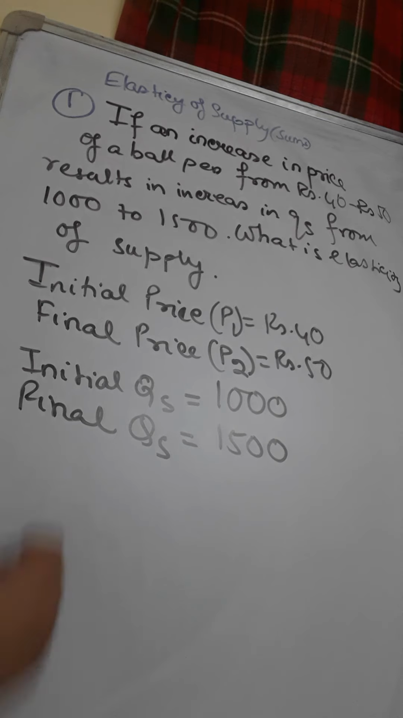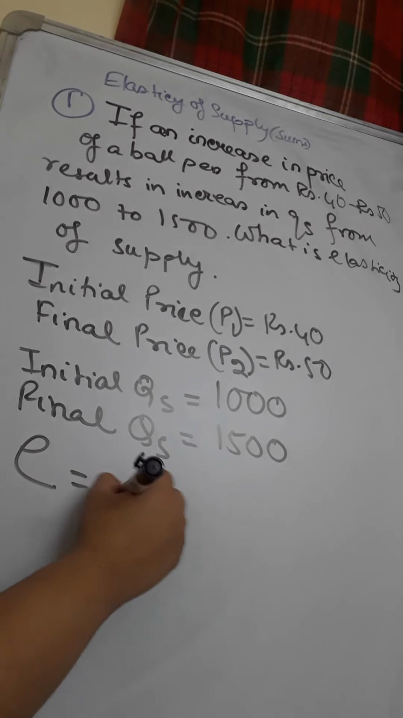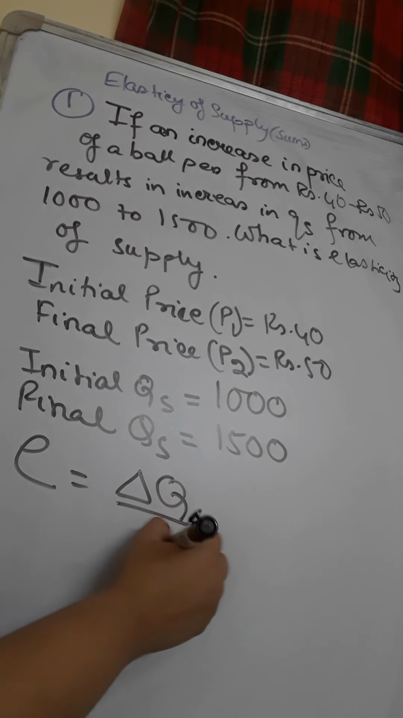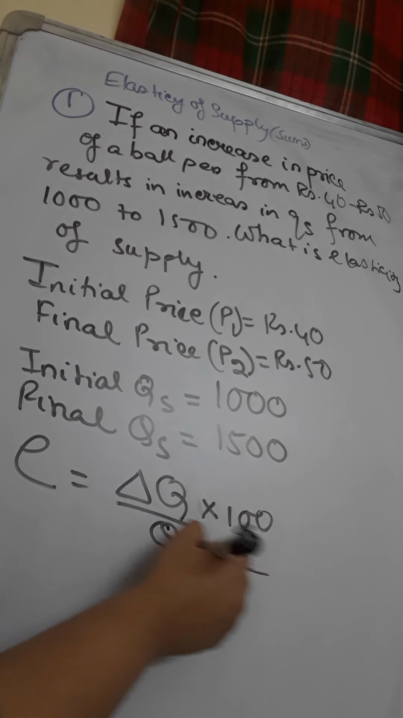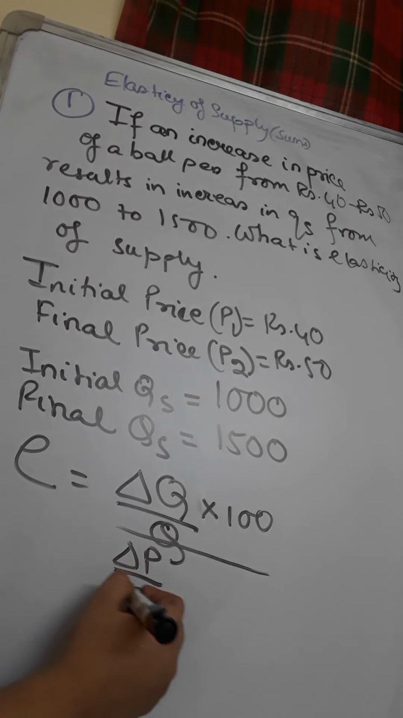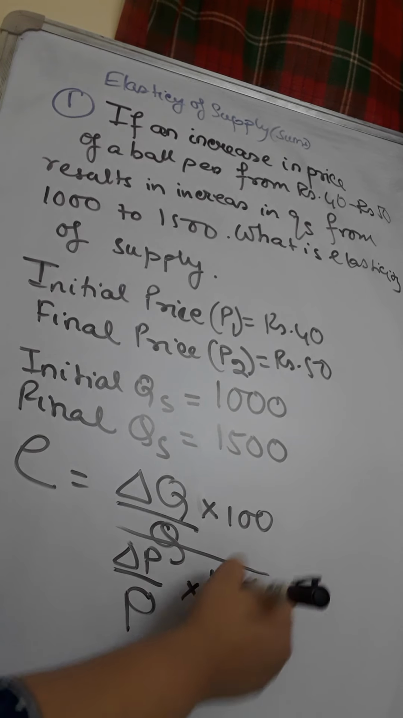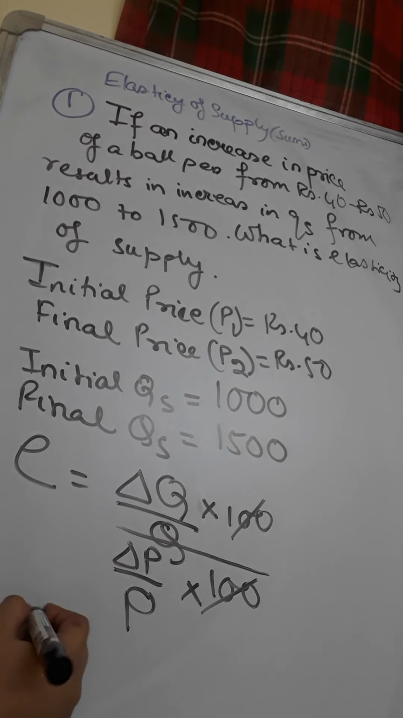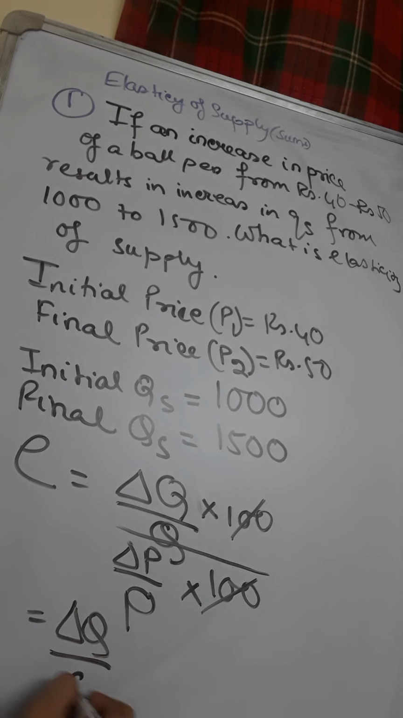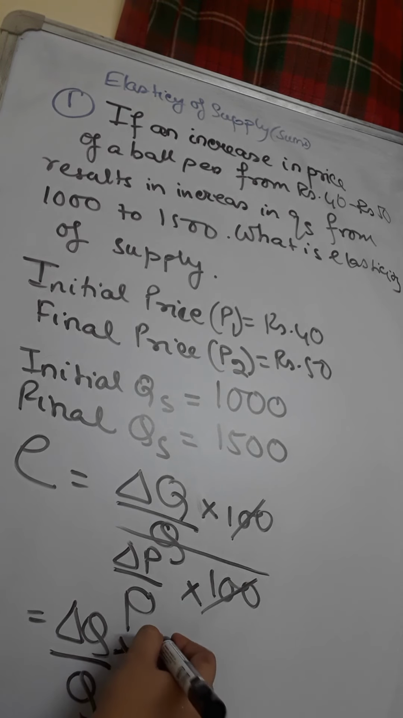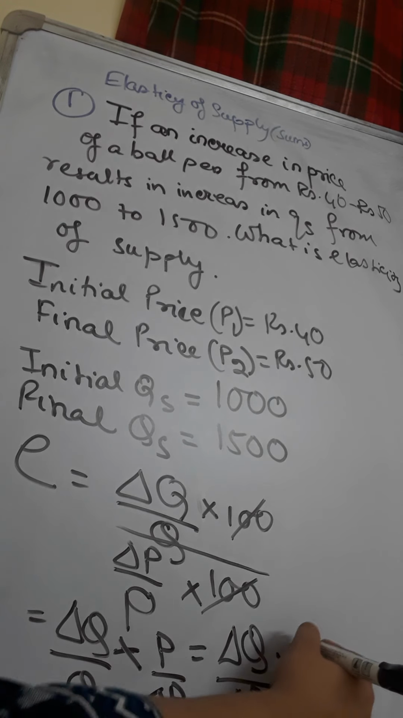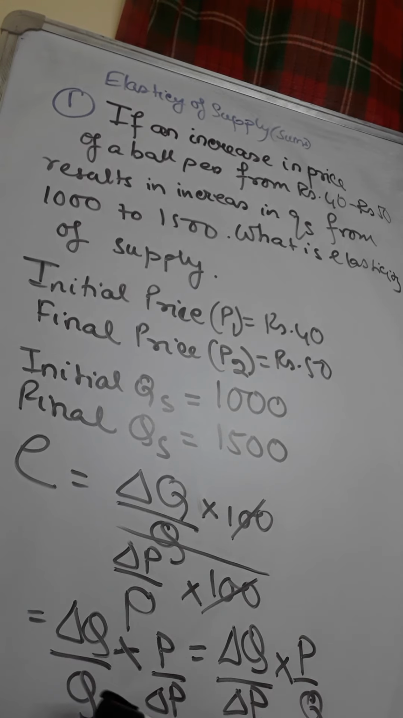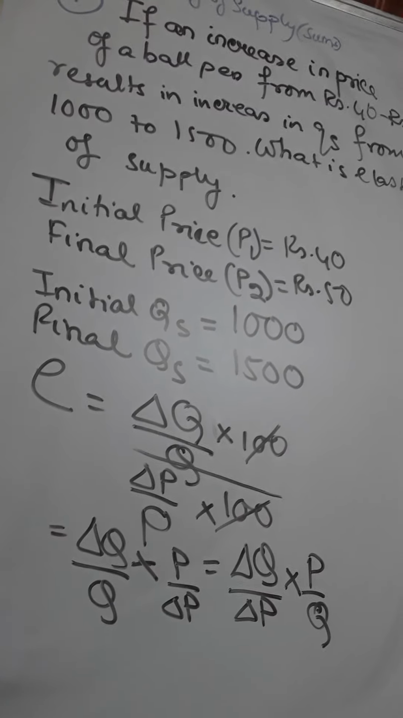So how to measure elasticity? Elasticity's formula is change in the quantity by original quantity into 100 divided by change in price by original price into 100. So this 100 got cancelled. So we can also write change in quantity by Q into P by change in price, and in a more organized way we can present it like this. So you can directly write this formula also when you are doing this type of sum.